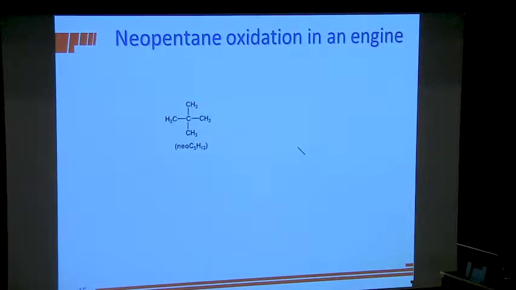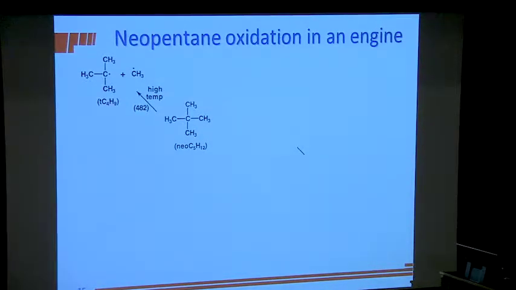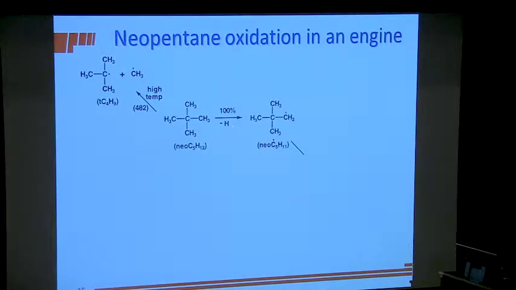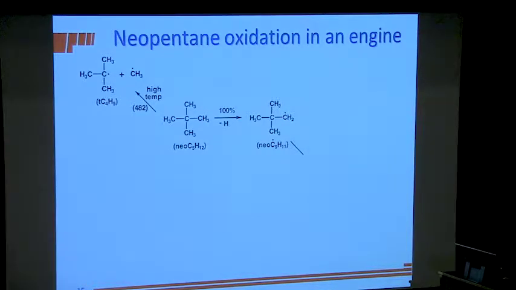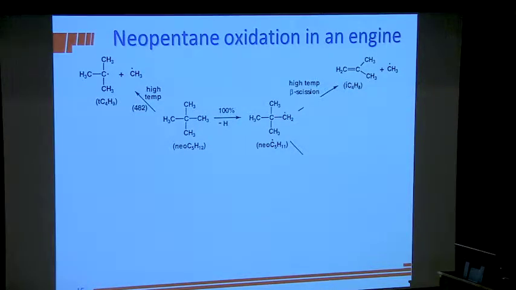Here we have neopentane. At high temperatures, it can undergo unimolecular decomposition, so we can get tert-butyl radical and methyl radical. Or at low temperature, it undergoes hydrogen atom abstraction by hydroxyl radicals, forming this neopentyl radical, and that can undergo, at high temperatures, beta scission, giving you isobutene plus methyl.